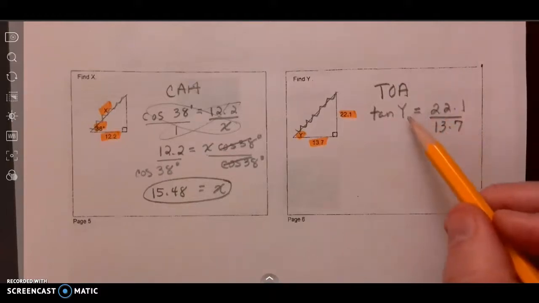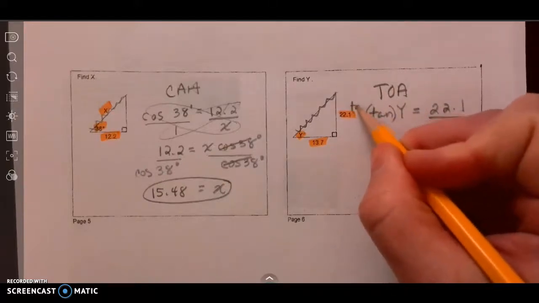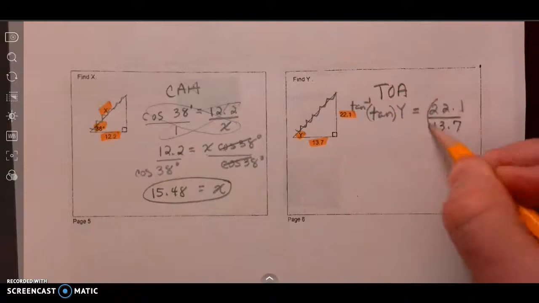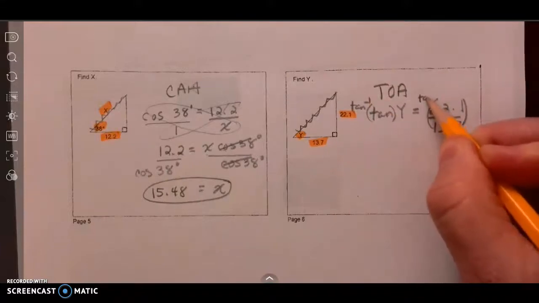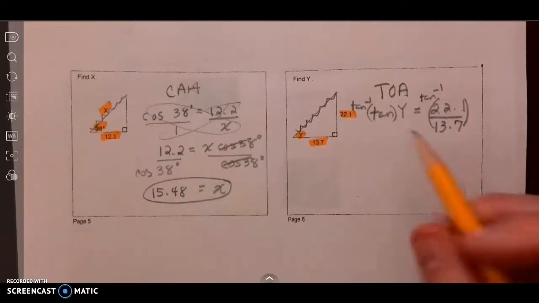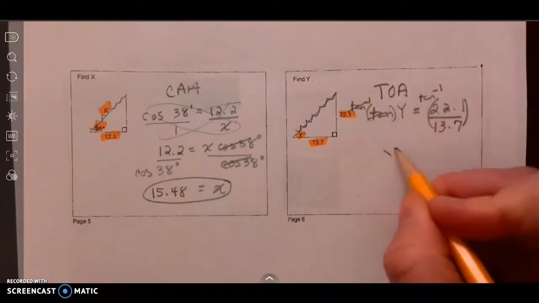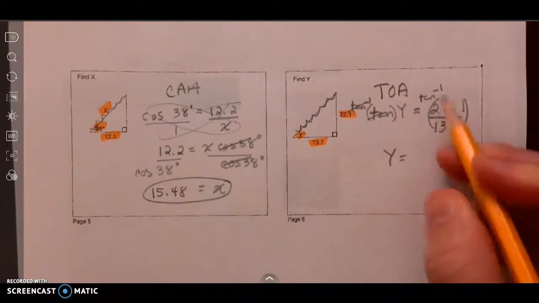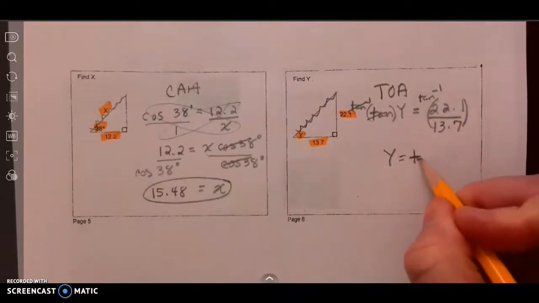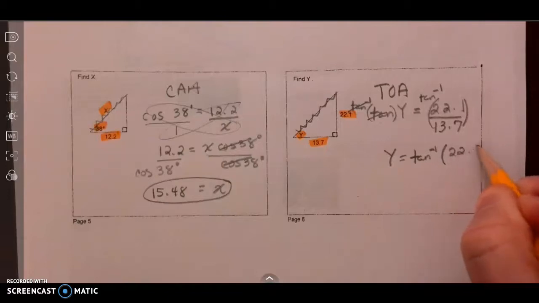Well, I'm trying to find the angle, so I need to take the inverse. Anytime you are looking for an angle, you have to use inverse to find the angle. It's the only time. You don't use inverse to find a side. You use inverse to find an angle. And we get that y equals the inverse tangent, I'm just going to write it out again, of 22.1 divided by 13.7.